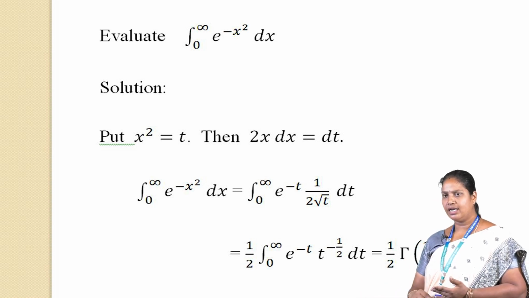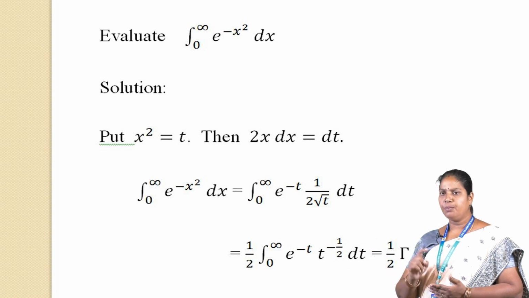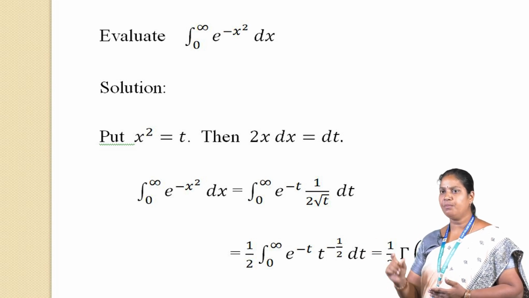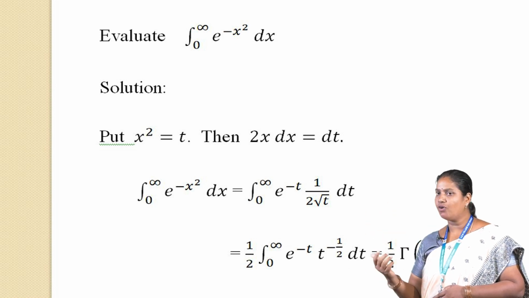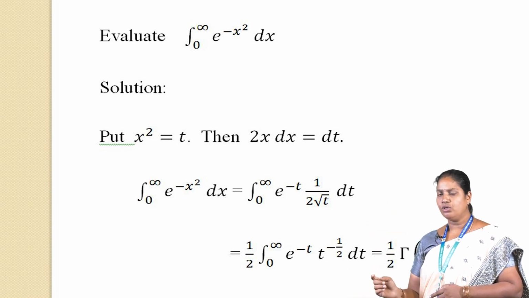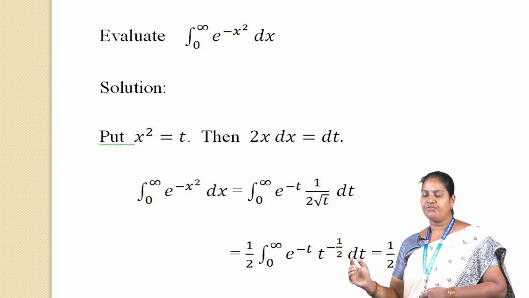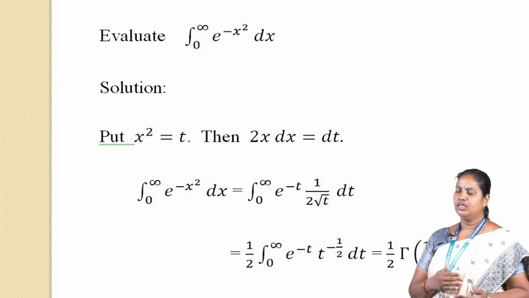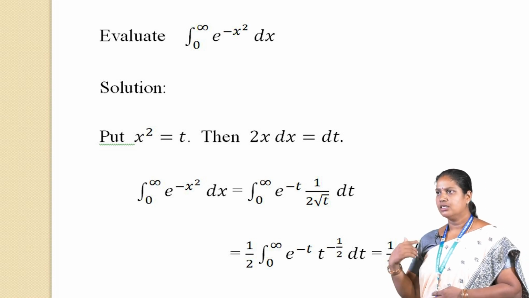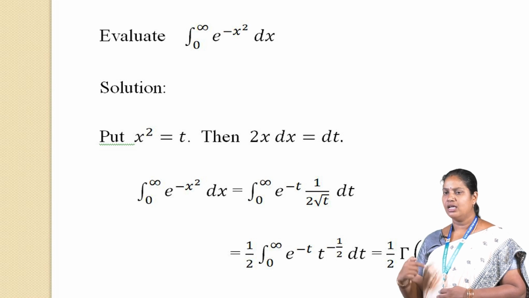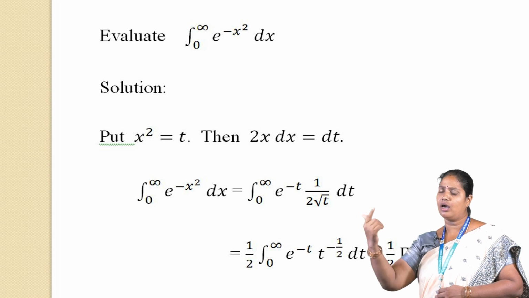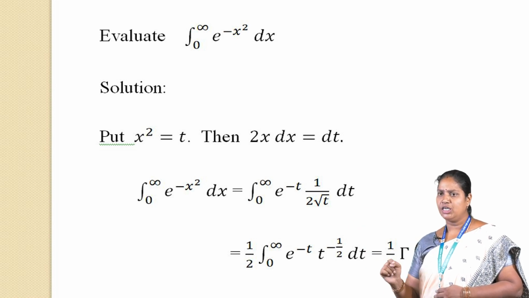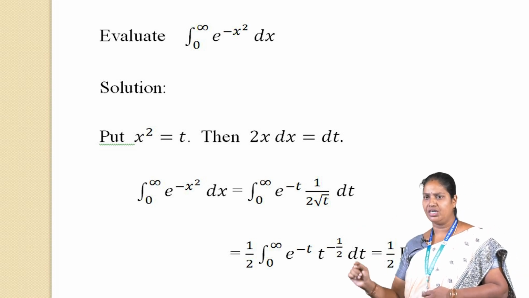So this is equal to the integral from 0 to infinity of e power minus x square, which becomes e power minus t. dx becomes dt divided by 2x. But what is x? It is root t. So e power minus t into 1 by 2 root t into dt. We take the 1 by 2 constant outside. So 1 by 2 times the integral from 0 to infinity of e power minus t, with root t in the denominator. If you take it to the numerator, it becomes t power minus 1 by 2 into dt.